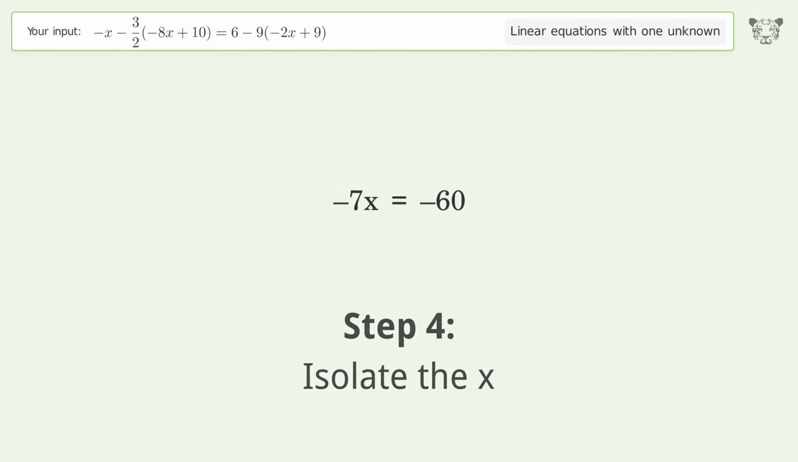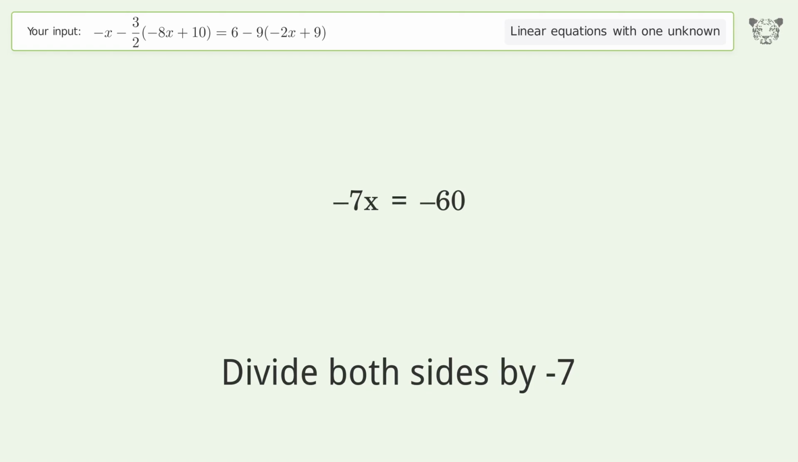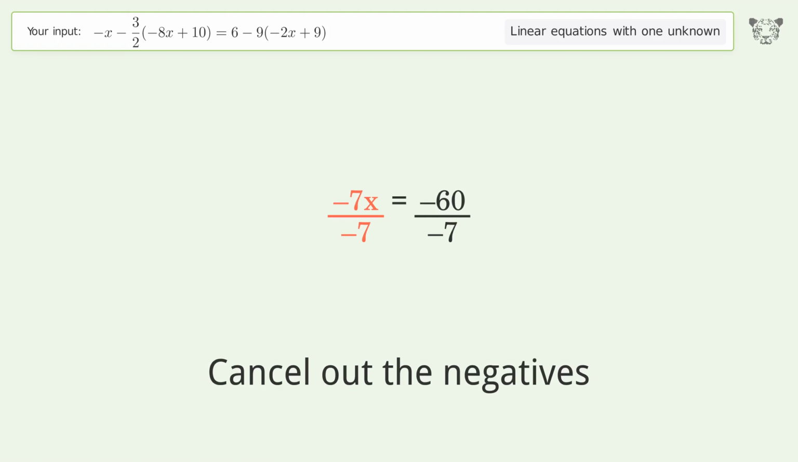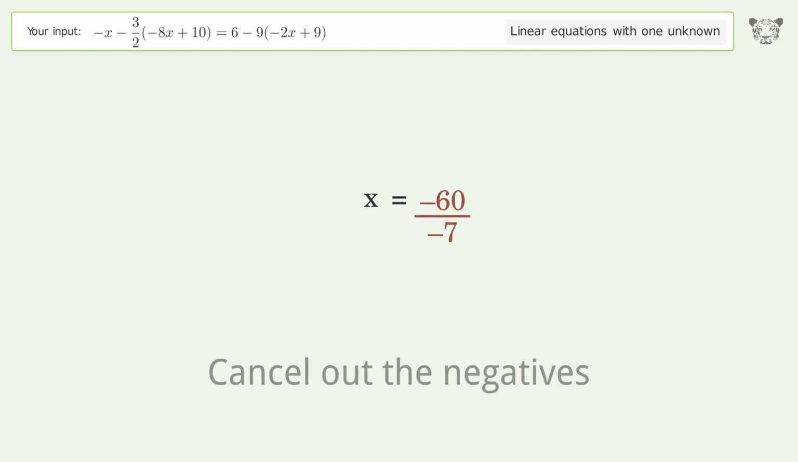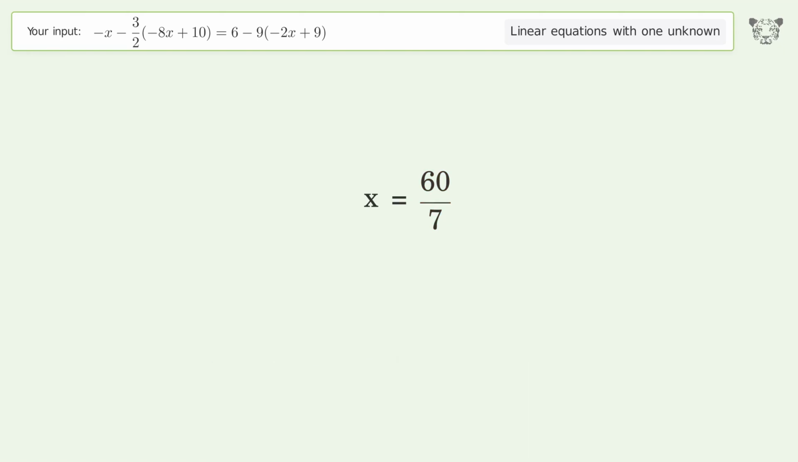Isolate the x. Divide both sides by -7. Cancel out the negatives. Simplify the fraction. Cancel out the negatives. And so the final result is x equals 60/7.